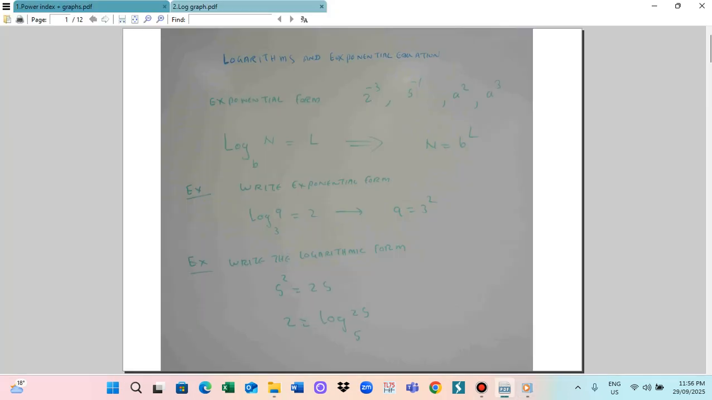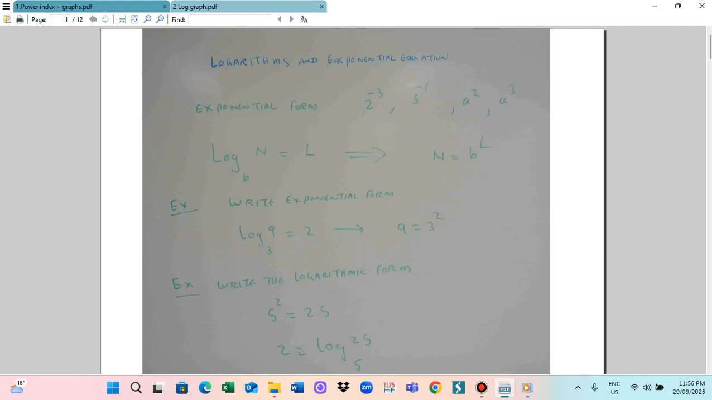Logarithm exponential equation. The logarithm function means we can convert non-linear to linear. Firstly, we should use the exponential form. Exponential form means 2 power minus 3, 5 power minus 1, a square, a power 3. Those are the exponential form. So you can write an exponential form in logarithmic form. So how do you write the logarithmic form?